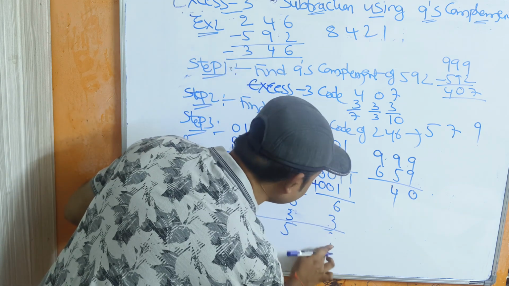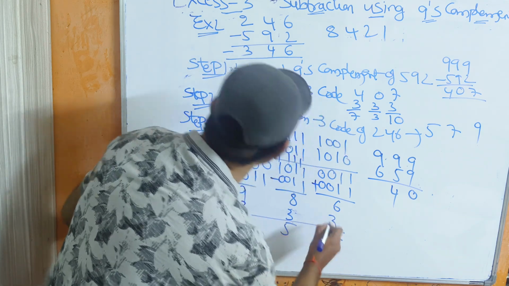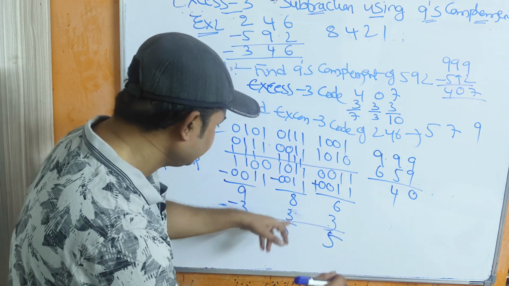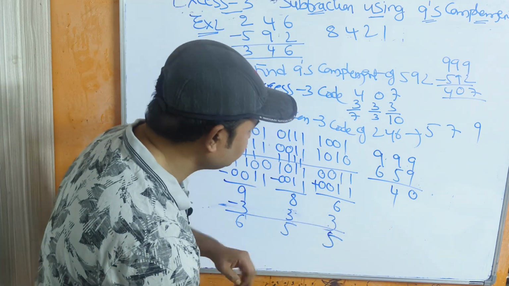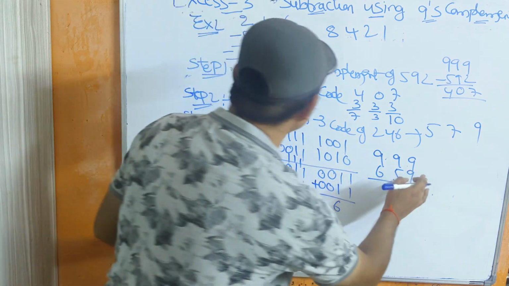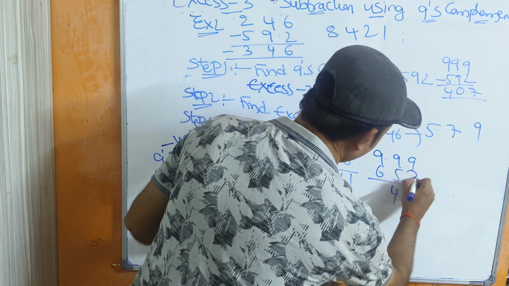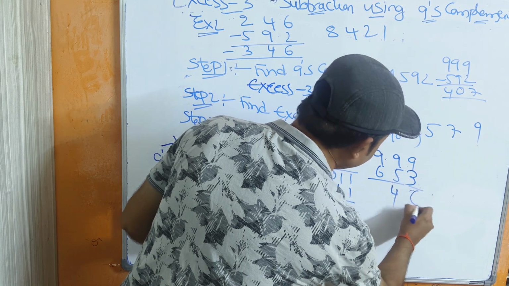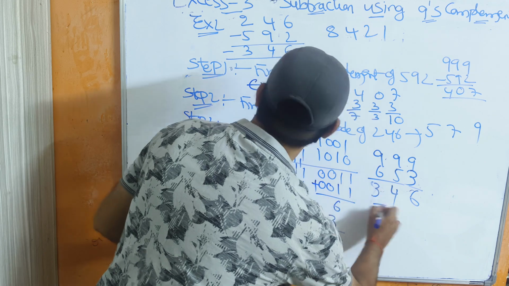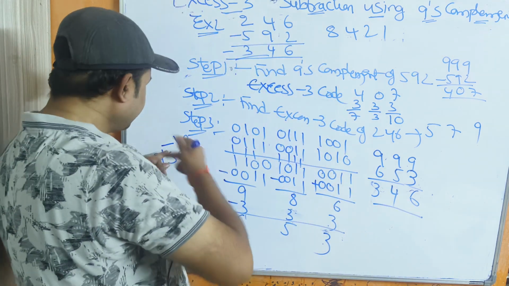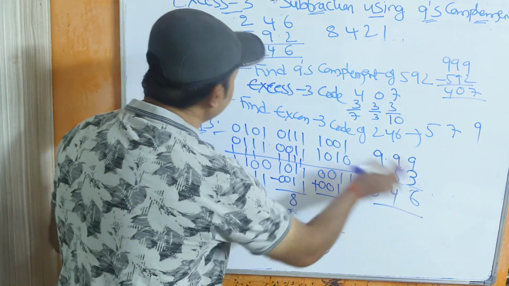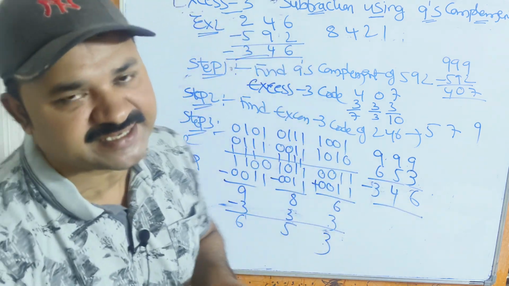So 346 is the result. Here it is a negative number. So put the minus symbol. So minus 346. Minus 346 is the result.